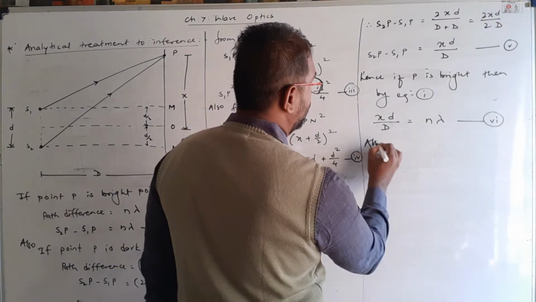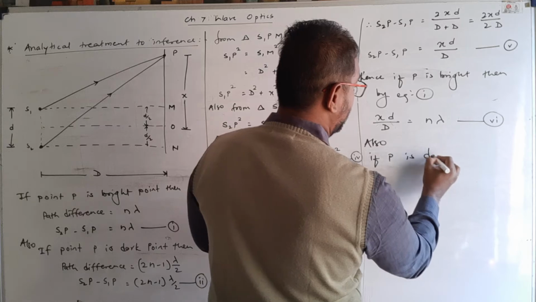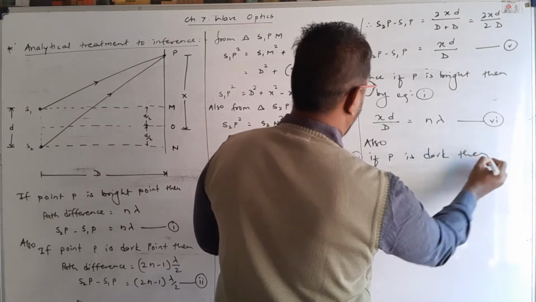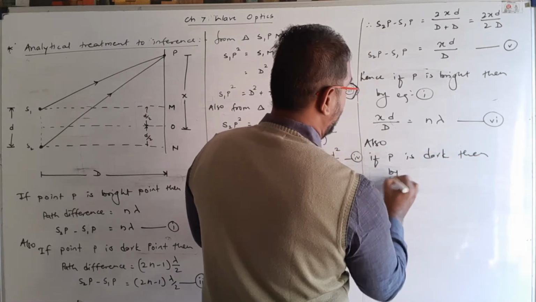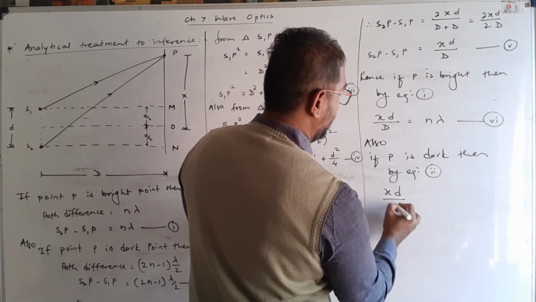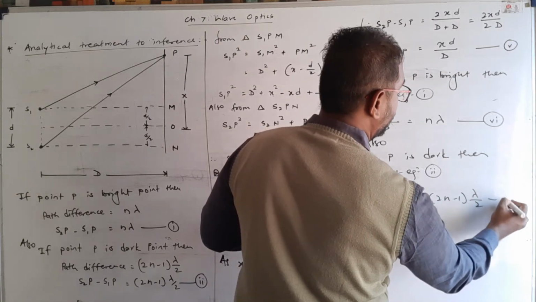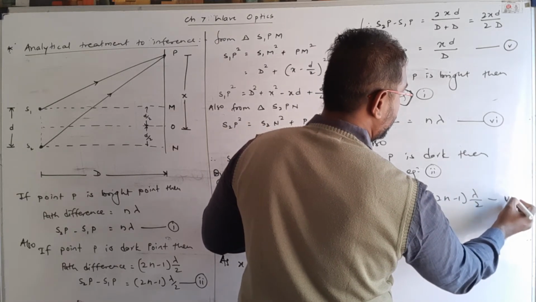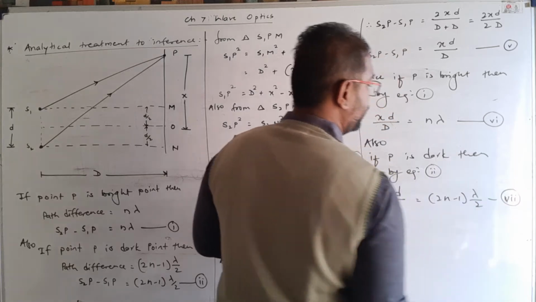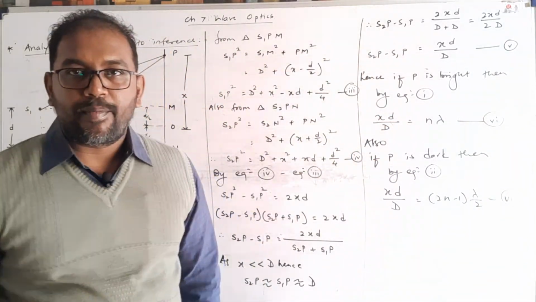Also, if P is dark, then by equation 2, xd by D is equal to (2n minus 1) lambda by 2, equation number 7. So we get equation 6 and equation 7.